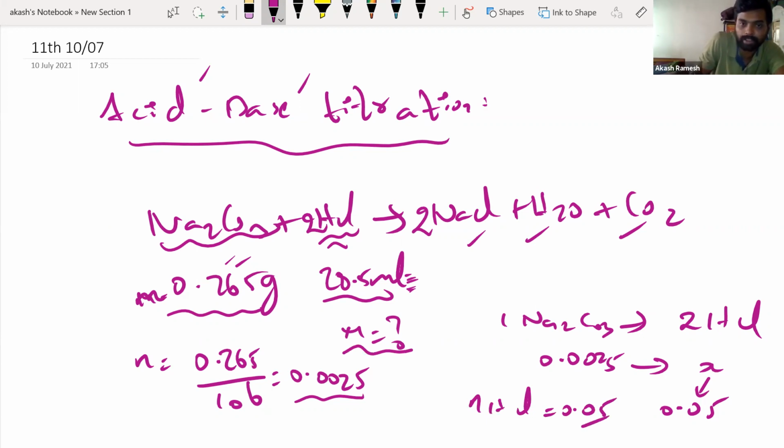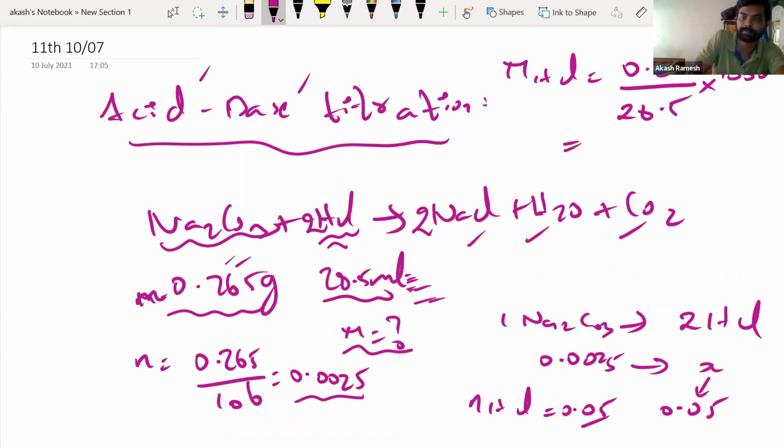We have the number of moles, we have the volume. That's it. We just have to calculate the molarity. So the molarity of HCl would be the number of moles of HCl, that is 0.05, divided by 28.5, into, because it's in mL, I put 1,000. The calculation is going to be a little difficult.